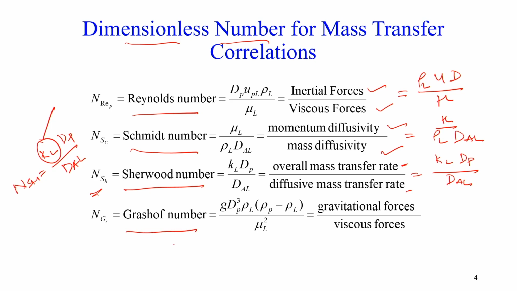Next number is the Grashof number, which is defined as gravitational force upon viscous force. So it is gravitational constant, diameter of particle to the power cube, density of liquid minus density of particles, divided by density of liquid, divided by viscous force, mu L square.